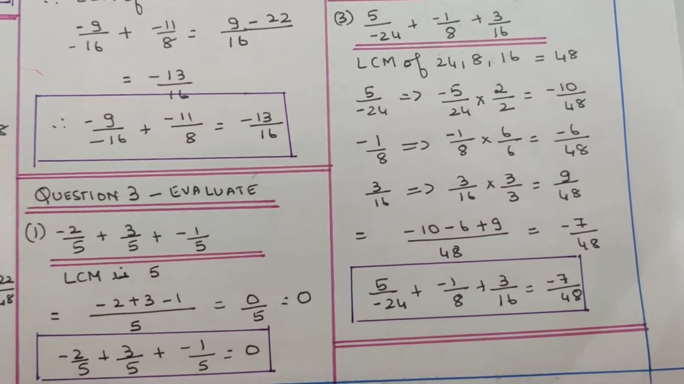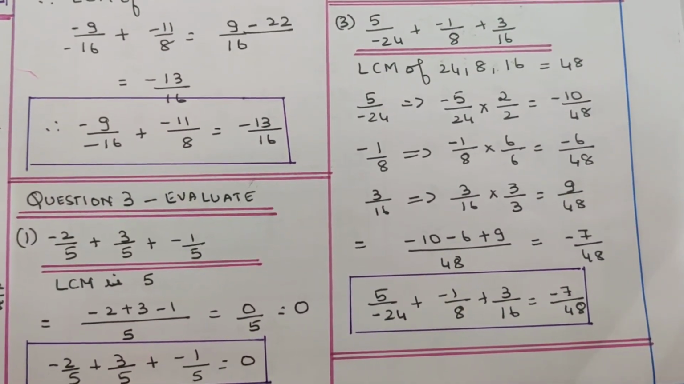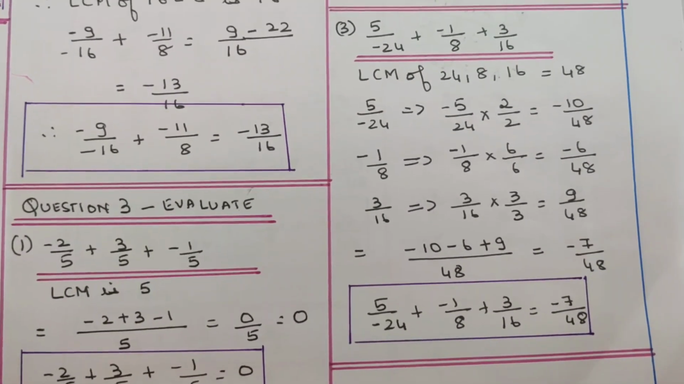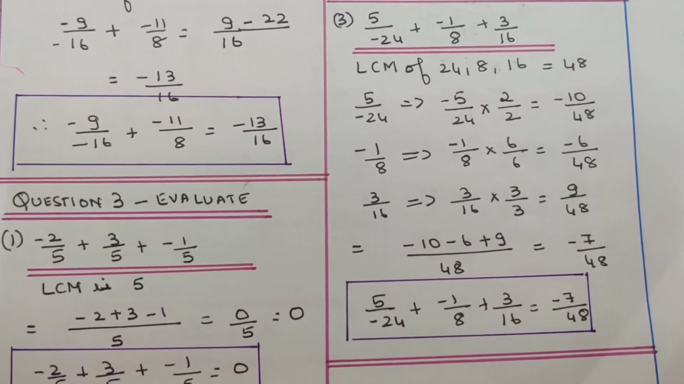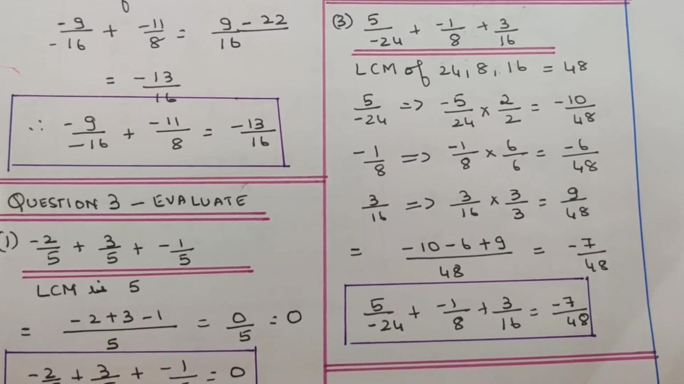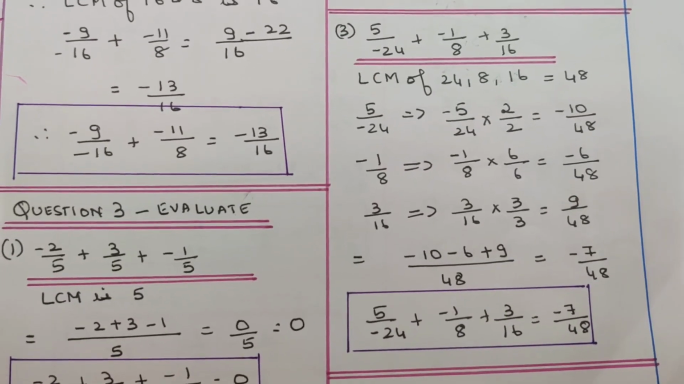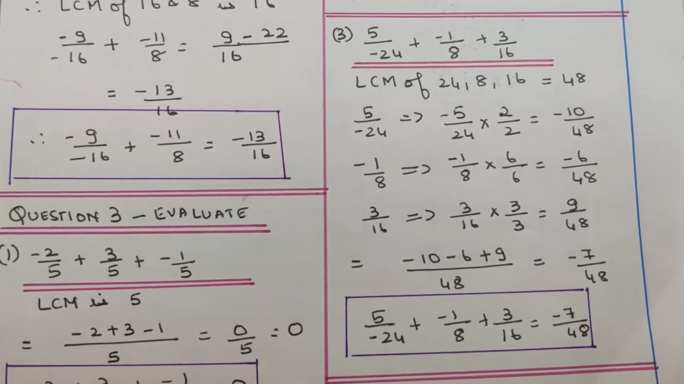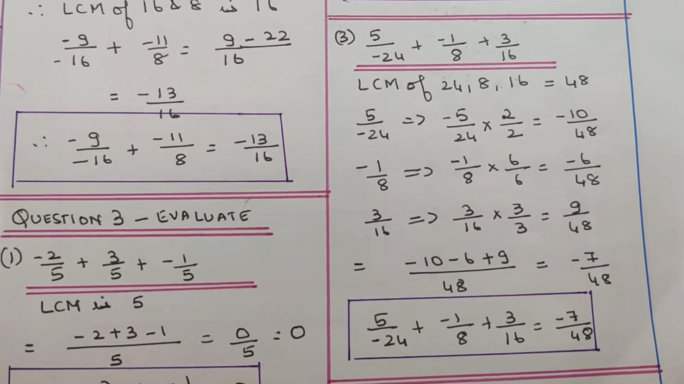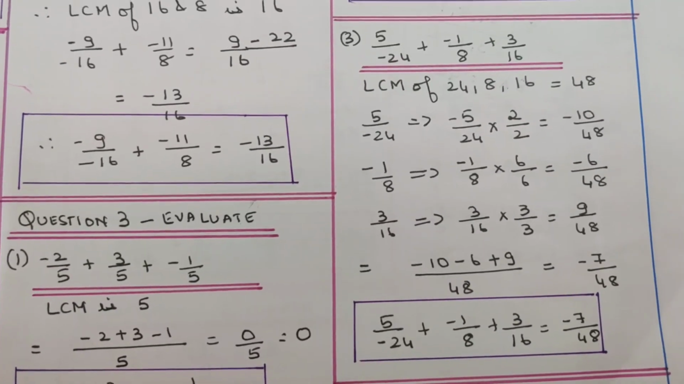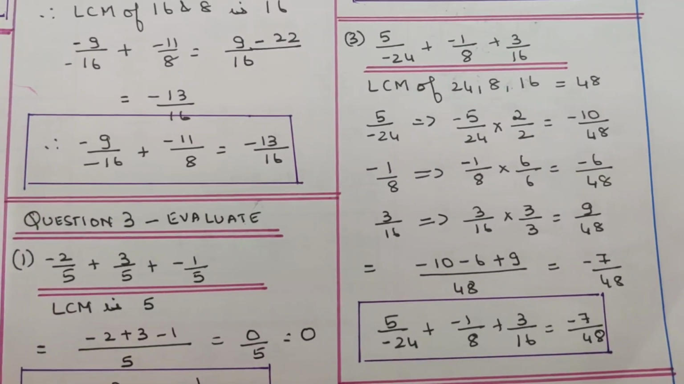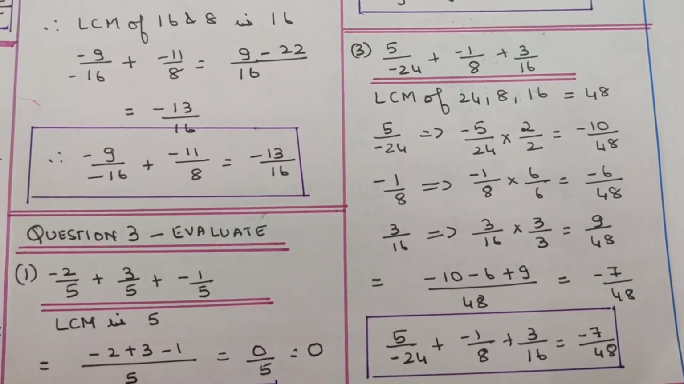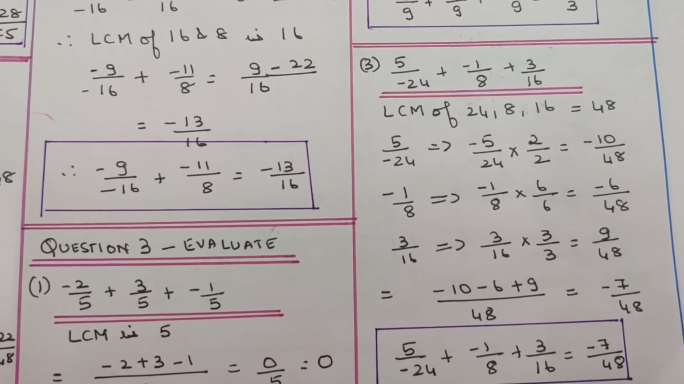Now let's move on to the third sum. 5 by minus 24 plus minus 1 by 8 plus 3 by 16. The LCM is 48. I'm just pausing for a minute for you to see the conversion of all these numbers to a common denominator. You get minus 10 by 48, minus 6 by 48, 9 by 48. These are the 3 numbers with the common denominators, and when you simplify, the final answer is minus 7 by 48. Just pausing for a few seconds for you to understand what I have done.